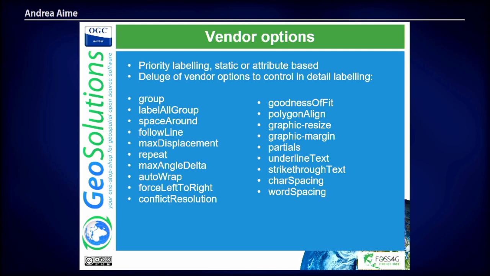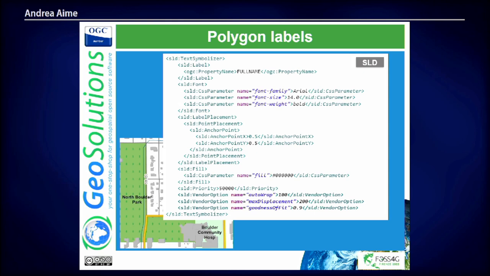Auto-wrapping and so on. I have a few examples here. In this case, I have a polygon label in SLD. I'm saying, okay, pick the label from this property with this font, place it in the middle of the polygon, and then auto-wrap it at 100 pixels. So to avoid the very long labels, it's gonna go on the next line. I'm forcing max displacement of 200 so I can move the label a little bit. And a goodness of fit of 90%, meaning 90% of the label has to sit inside of the polygon.